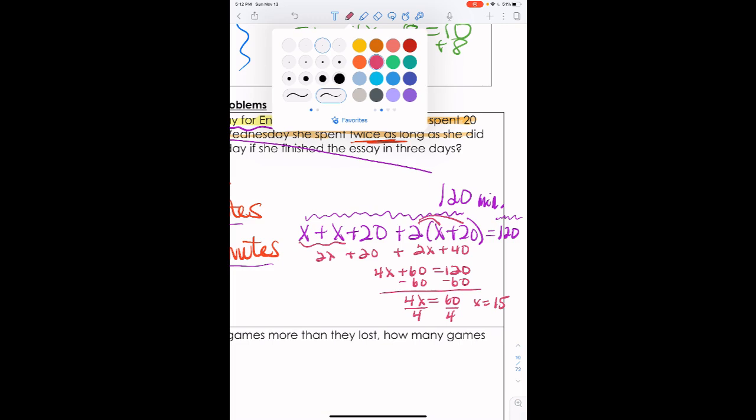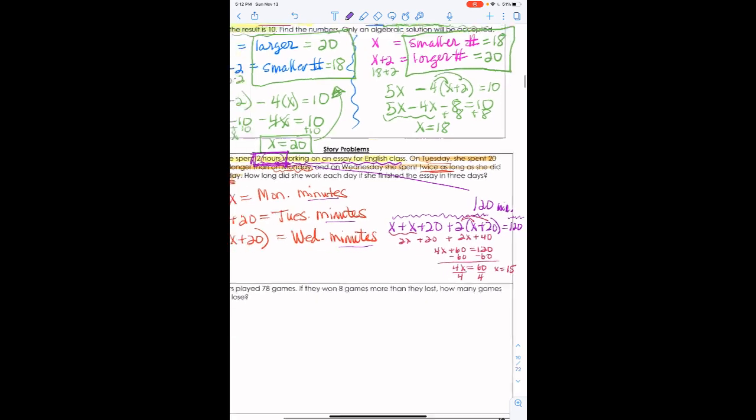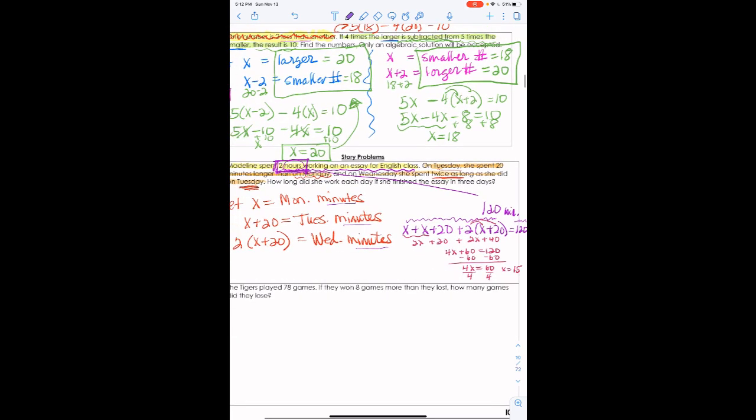Remember, we are not done at all with x is 15. You're then going to take it and plug it back up into your legend. So that means on Monday, we spent 15 minutes. And then on Tuesday, we did 15 plus 20, so that's going to be 35 minutes. And then on Wednesday, we doubled our 35 minutes, which equals 70 minutes.